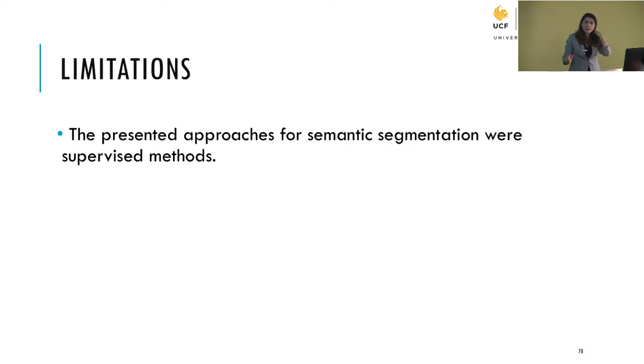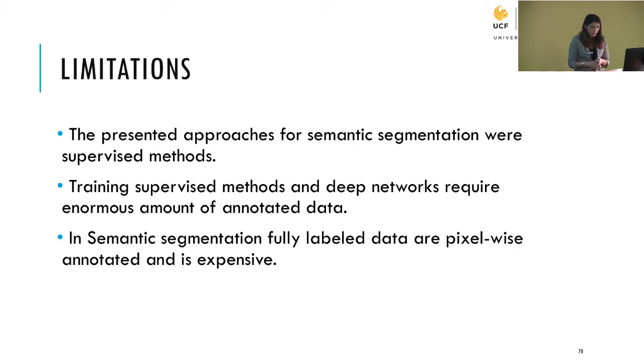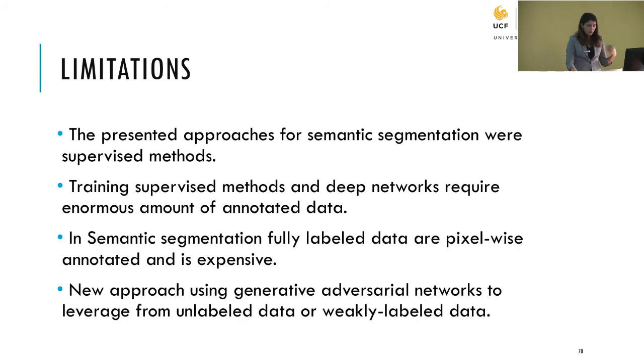So these methods that I was talking about are all fully supervised. The presented approaches for semantic segmentation, when they are fully supervised, need lots of annotated data, but annotated data for supervised methods in semantic segmentation is expensive because you have to label each pixel. So in the next chapters, we want to use generative adversarial networks to have a semi-supervised method, to use either unlabeled data or weakly labeled data in addition to fully labeled data.